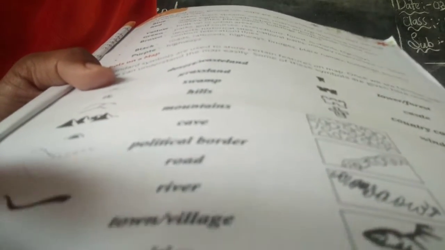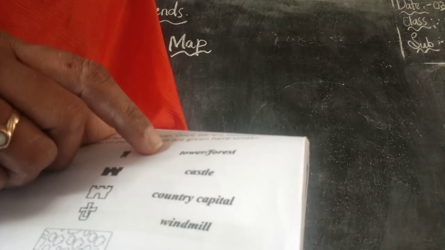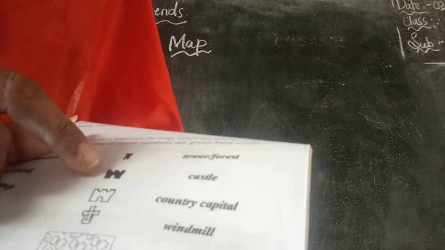See here, a black one, a big dot is there. This is a big dot. This symbol tells us about the cities. And next, see here how the symbol is given. Here, student, see. This symbol tells us about what? Tower or a forest.